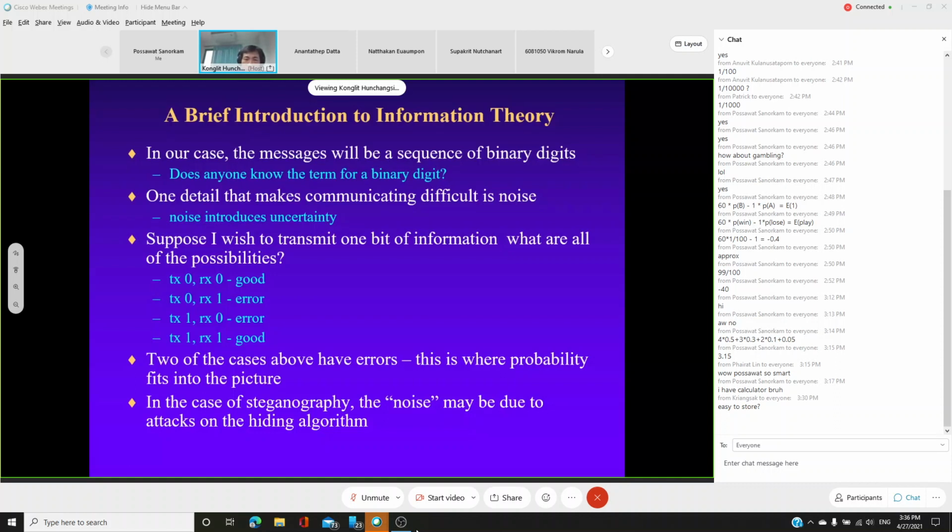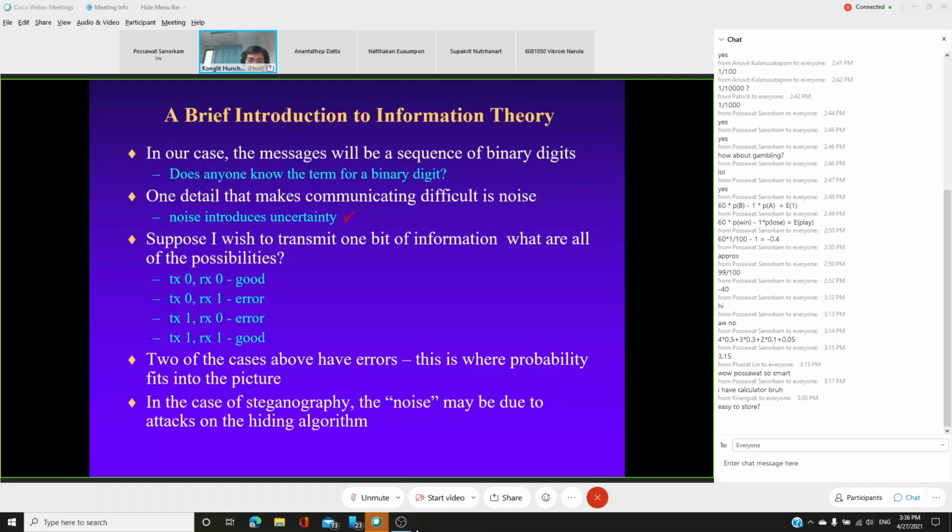Okay. Now, one detail that makes communicating difficult is noise. Okay, and noise introduces uncertainties. And when noise makes our signal uncertain, that's why you see probabilities.